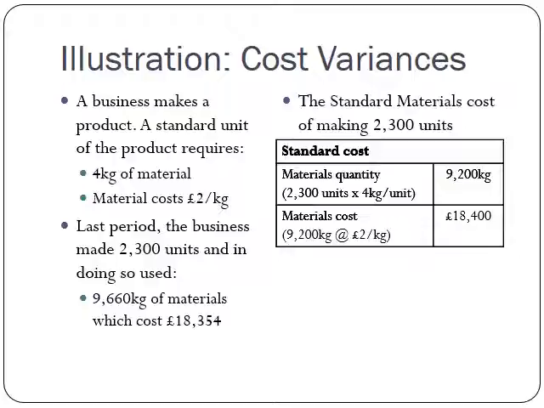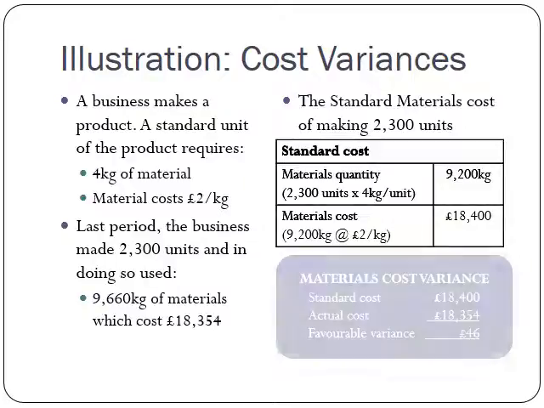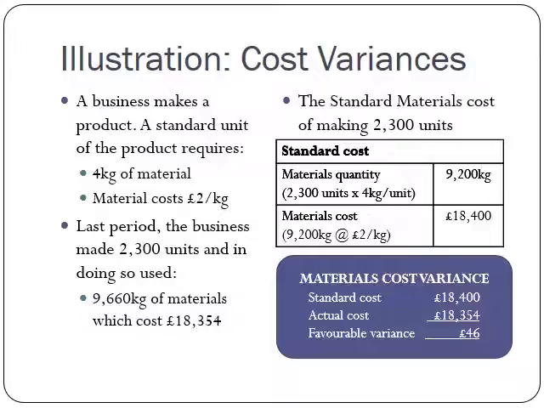But we can see that we actually spent £18,354 on our materials. So the difference between that standard cost of £18,400 and the actual cost is our variance, and the difference is £46, and it's a favourable variance because we actually spent less than we expected to.